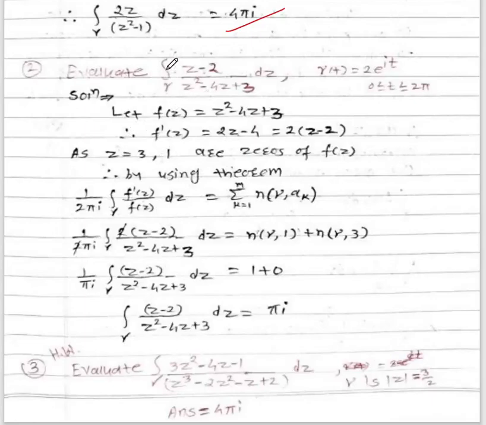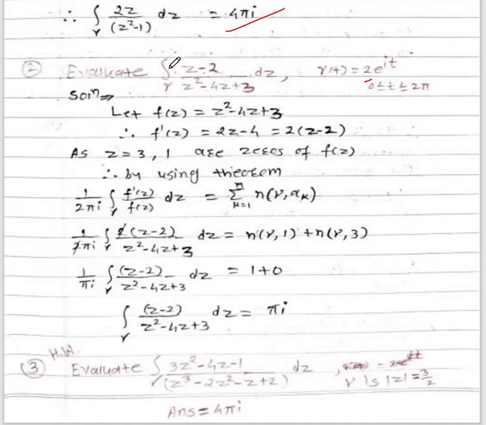Evaluate the integral over gamma of z minus 2 upon z square minus 4z plus 3 dz, where gamma of t equals 2 e raised to power it, t lies between 0 to 2 pi. So here the center is 0, the radius is 2. Okay, so what is given? We have f of z equal to z square minus 4z plus 3.